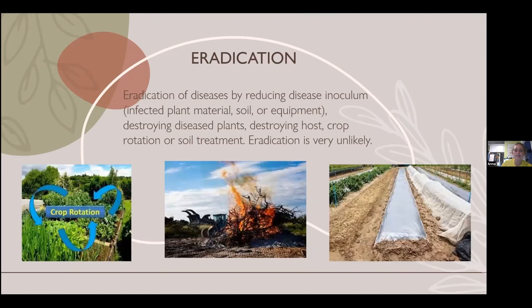Eradication, that means, like it sounds, we rotate our crops, we burn the infected material, we don't compost it, we destroy the host plant, and we treat the soil. Complete eradication almost never happens. It's super rare. I've actually never heard of it happening. But you can eradicate enough of the inoculum so that you get a low persistence of disease in your garden or your landscape or your orchard by removing the source.